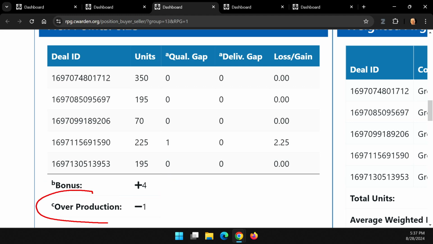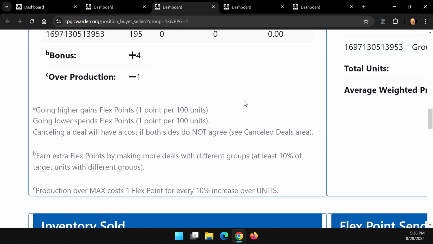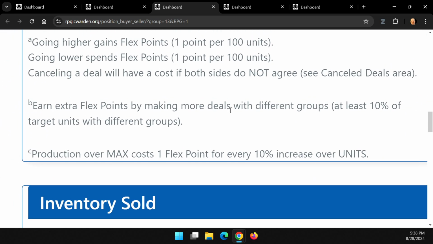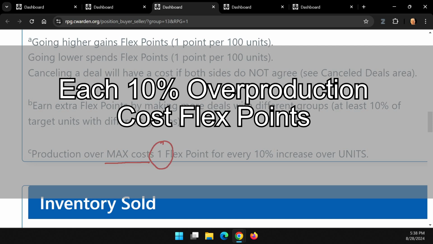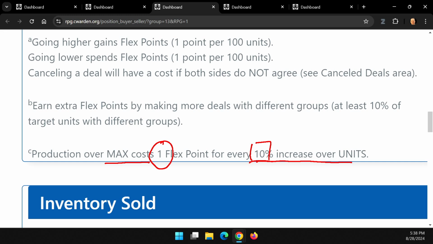But they also have overproduction. So how did they get overproduction? Because the total number of units is beyond their maximum. Now, how does this fee work? Well, it's written down here at the bottom. If you produce over your maximum, you have to spend 1 point of flex for every 10% over your maximum. Every 10%. 1 flex point.